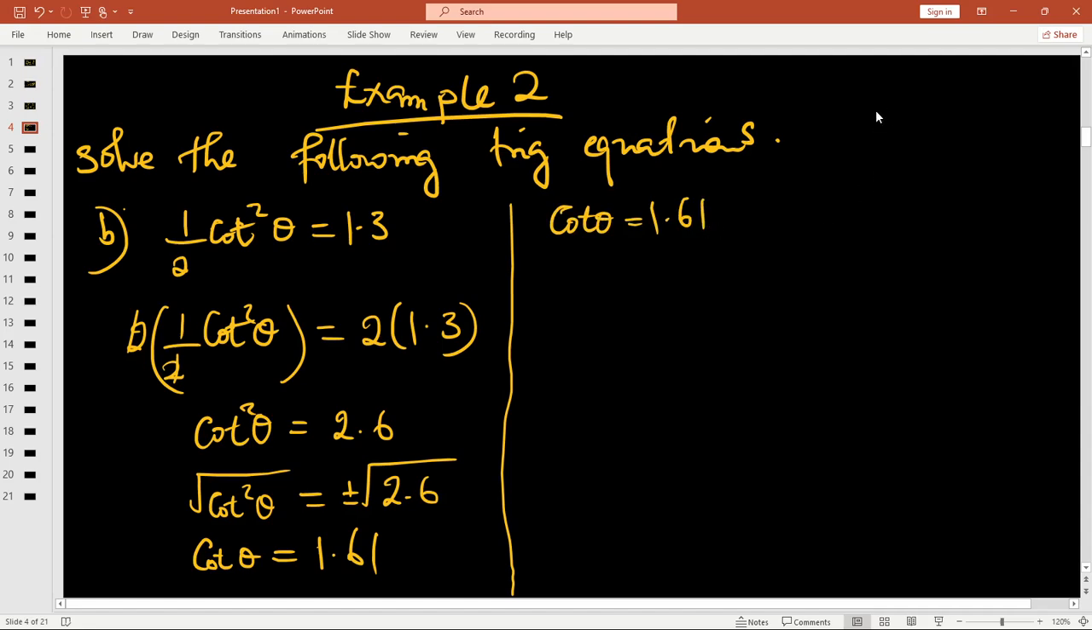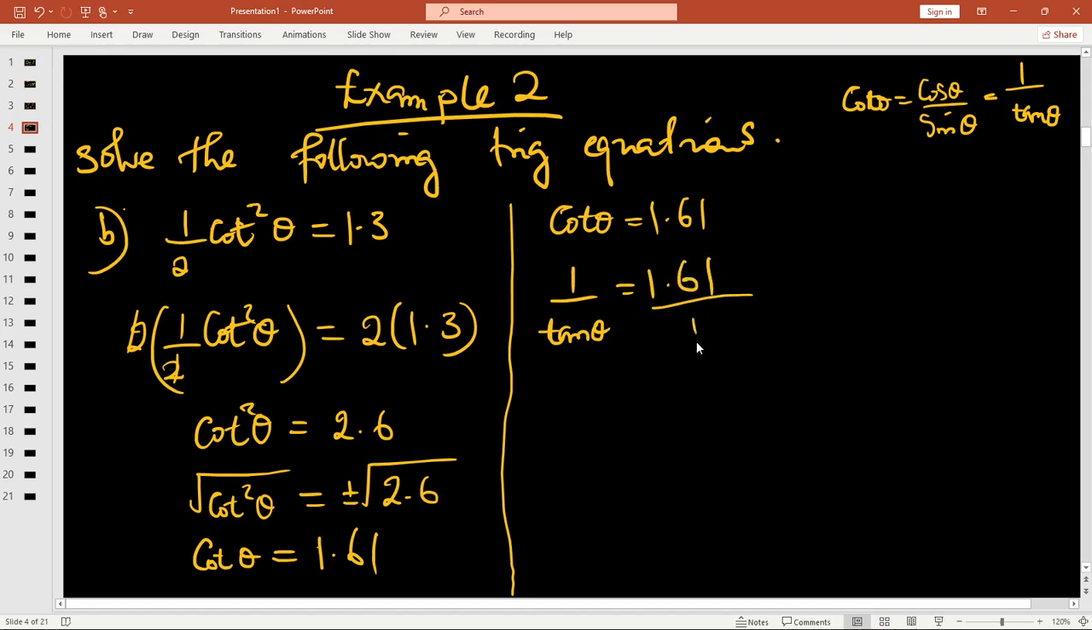Before I talk about something else, remember that cot is an identity. Cot theta is the same as cos theta over sin theta. At the same time, this is the same as 1 over tan theta. So where there's a cot theta, we can replace it with 1 over tan theta, and then we solve. So here we have 1 over tan theta is equal to 1.61.